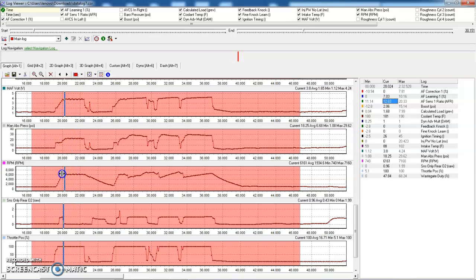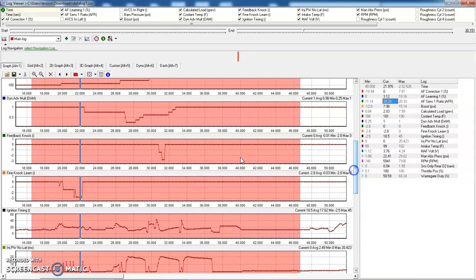So essentially this section right here of data is not useful because it is on the rev limiter. So this data here is kind of sporadic. One thing you will notice though in that range is the fine knock learning does go negative. Just something to pay attention to.